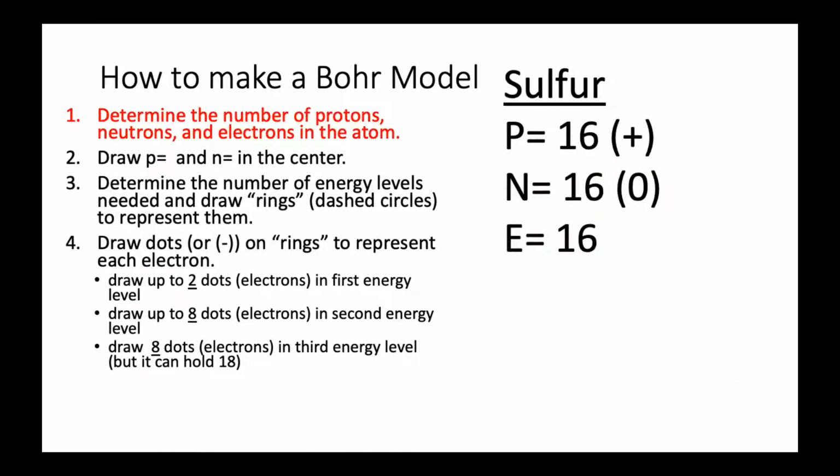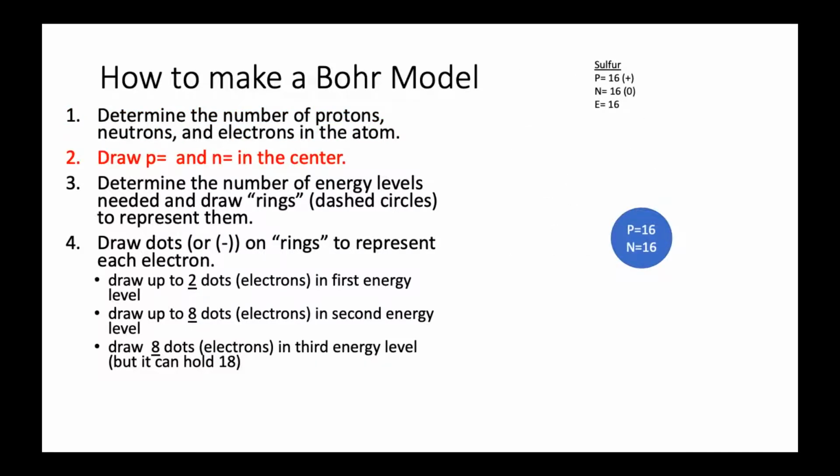So let's try sulfur. The first thing we need to do is determine the number of protons, neutrons, and electrons in an atom using the periodic table. Sulfur has 16 protons, 16 neutrons, and 16 electrons. What I do with this information is put P equals and N equals, both 16, in a circle. That's going to represent the nucleus.